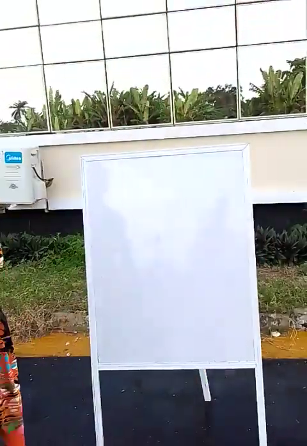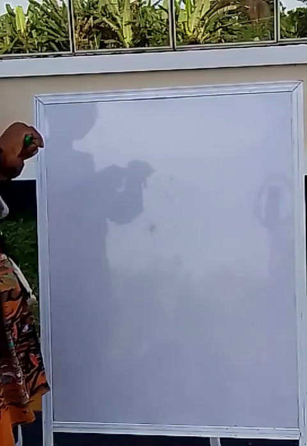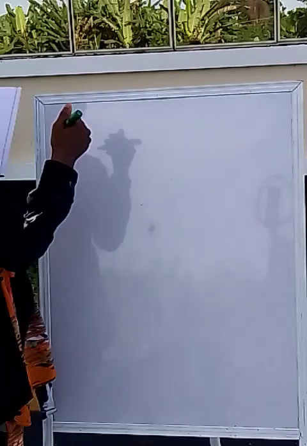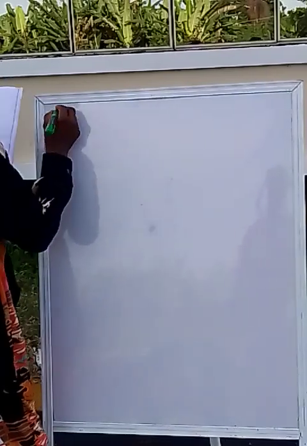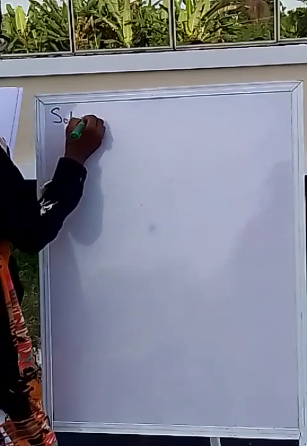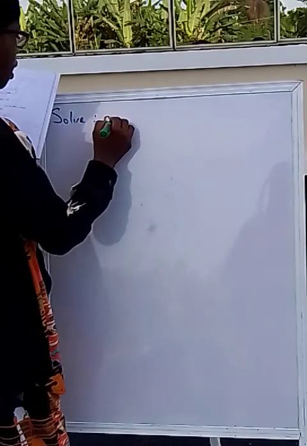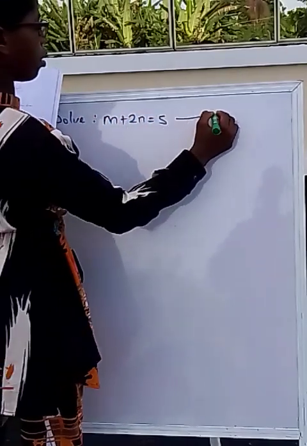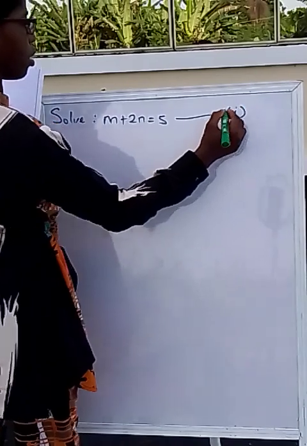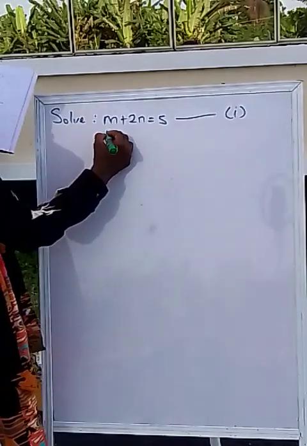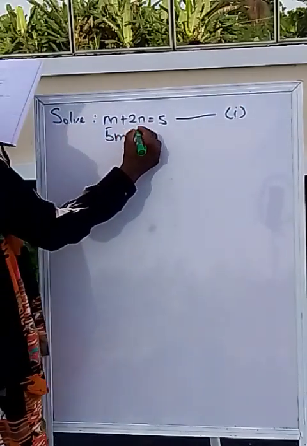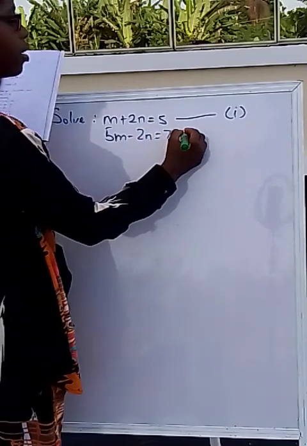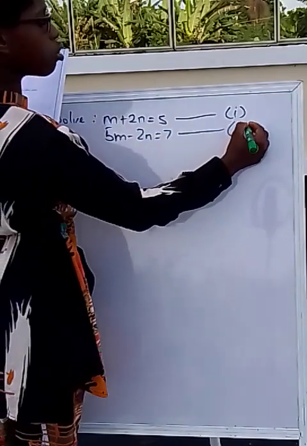Now let's continue. We're asked to solve m plus 2n equals 5. This is equation 1. And 5m minus 2n equals 7. And this is equation 2. So we're asked to solve it.